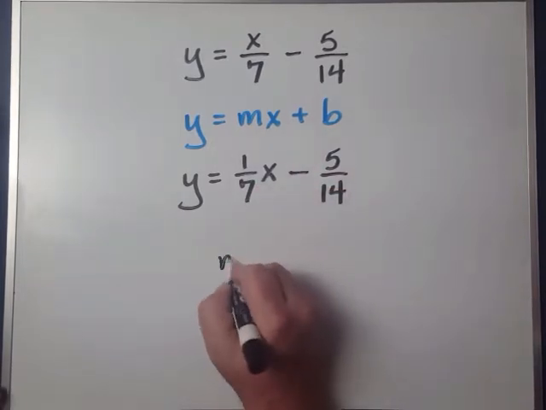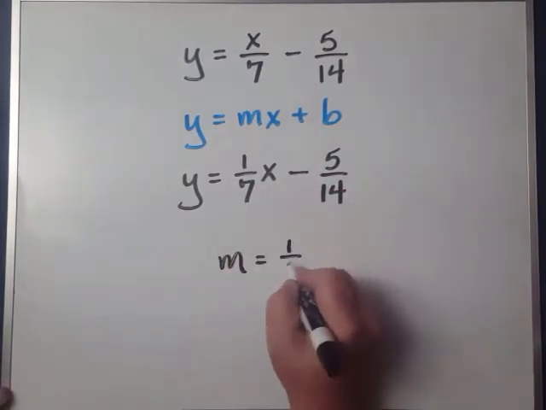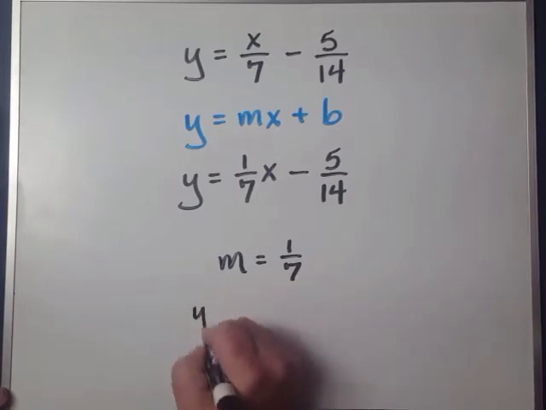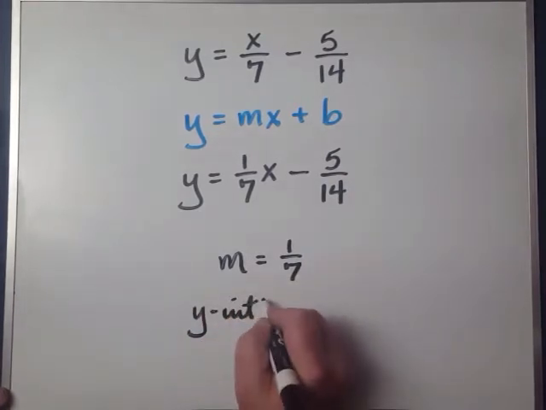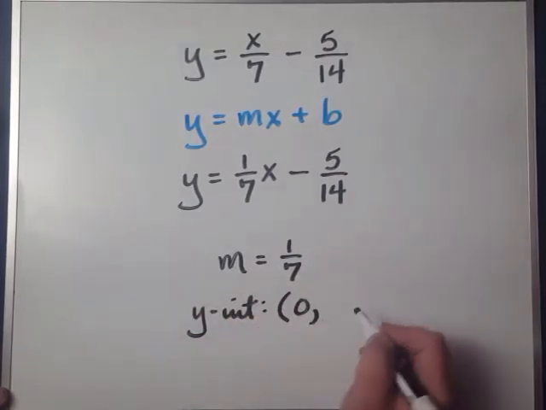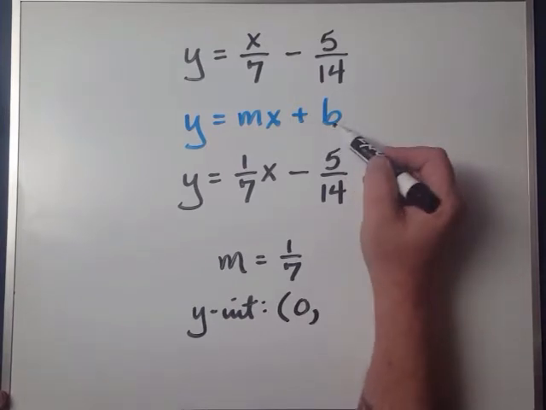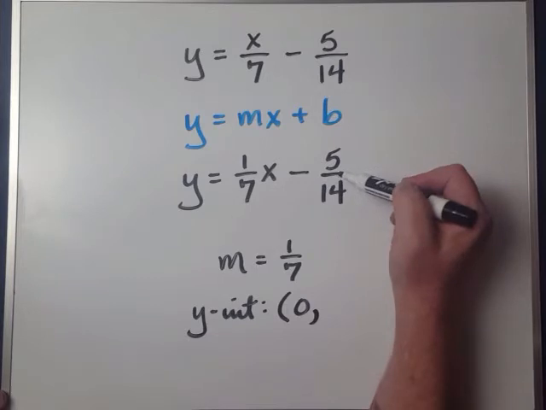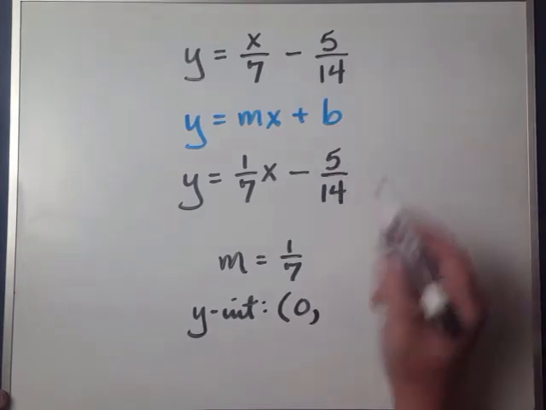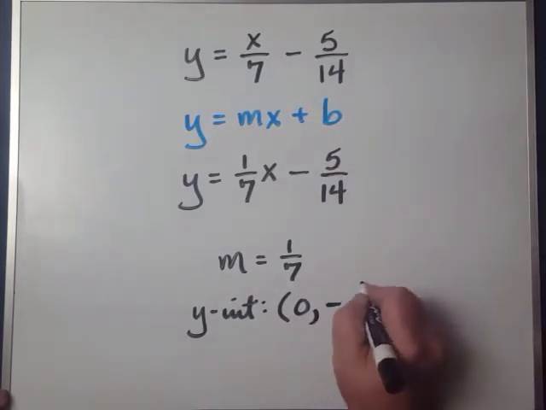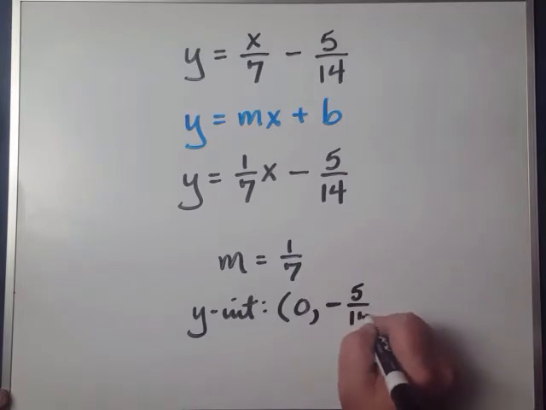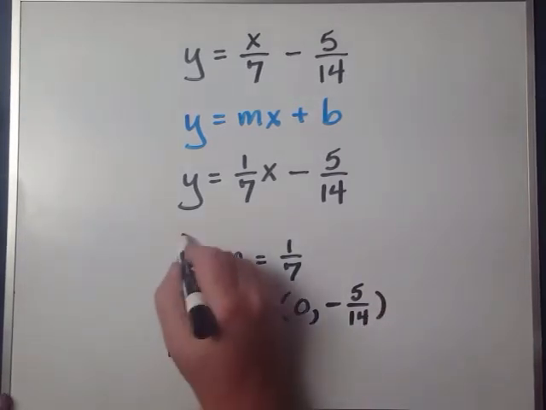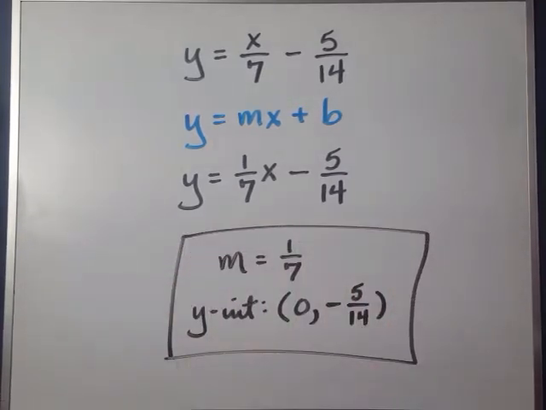So our slope is 1/7. Our y-intercept is the point 0, comma, what's being added here at the end? This is plus what? This is plus a negative 5/14. So notice that b here is negative. So very quick and easy.